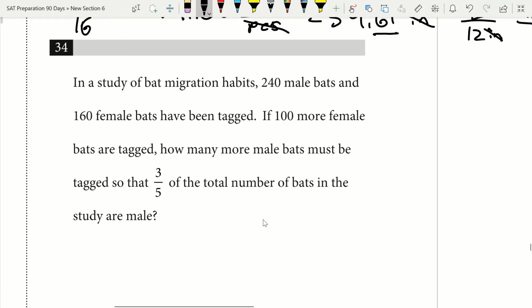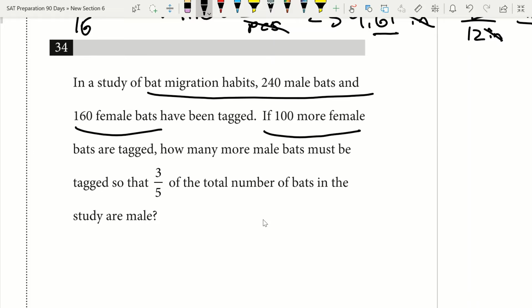Now we got 34. So in a study of bat migration habits, 240 male bats and 160 female bats were tagged. If 100 more female bats are tagged on top of that 160, so we'll have a total of 260, how many more male bats must be tagged so that 3/5 of the total number of bats in the study are male?